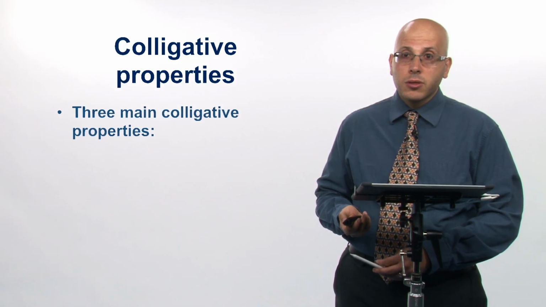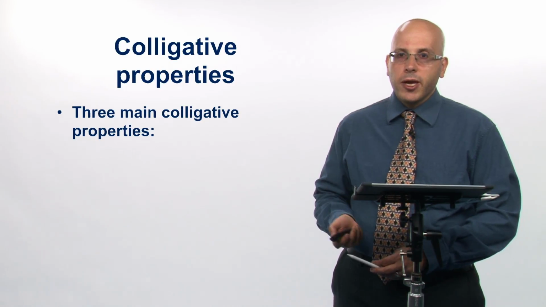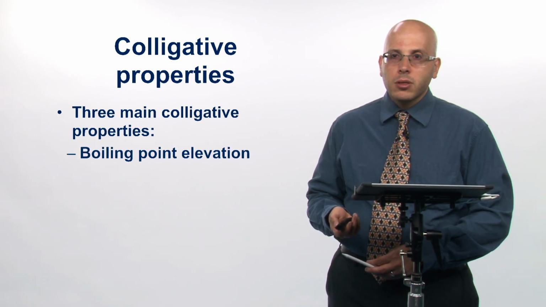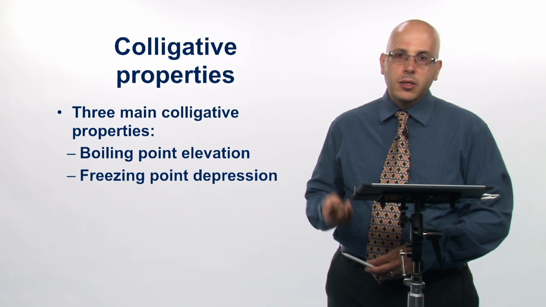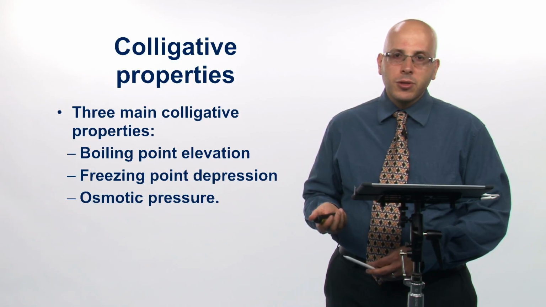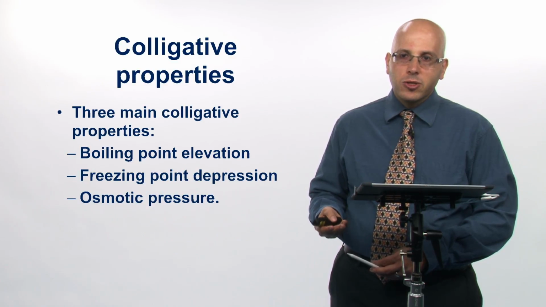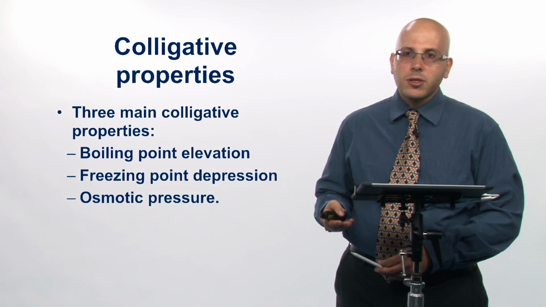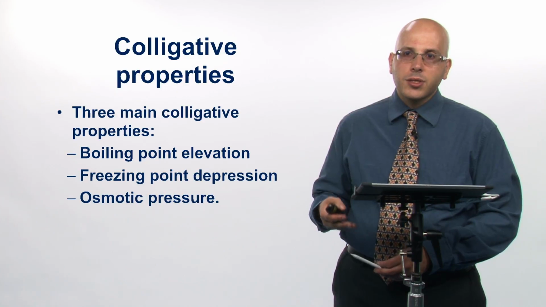So in a colligative property, what happens is the presence of a solute can affect the properties of the solution. And there are three main colligative properties that we care about: boiling point elevation, freezing point depression, and osmotic pressure. So what I'll do is show you some examples and some figures and images, pretty pictures of these three different situations: boiling point elevation, freezing point depression, and osmotic pressure.